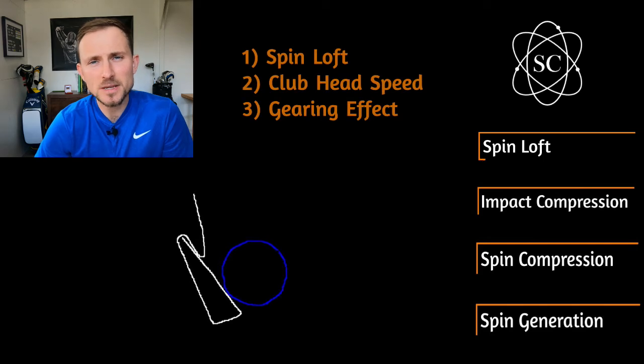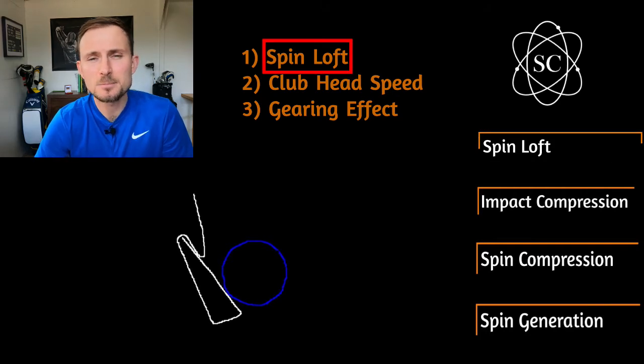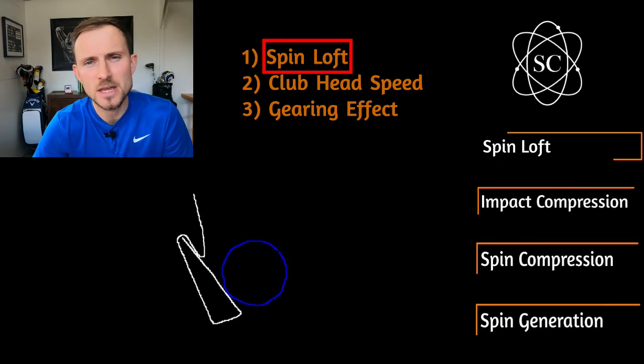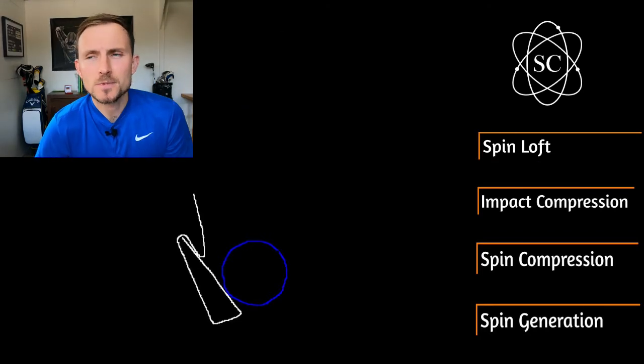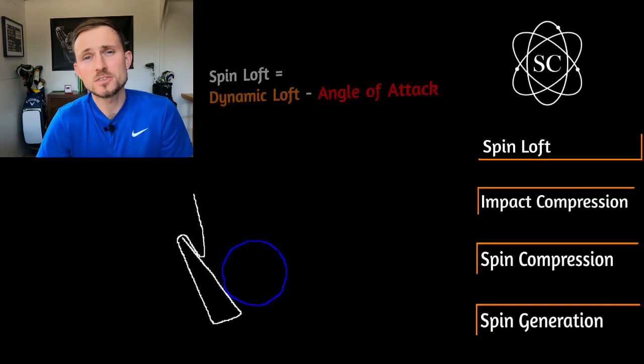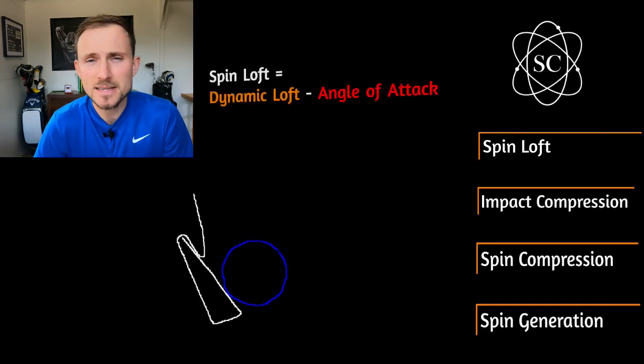These being spin loft, club head speed, and gearing effect. Now we're going to focus on spin loft here because it's directly linked to the mechanism of generating spin. And we'll talk about gearing effect and club head speed in another video. So what is spin loft? Well, quite simply, spin loft is the difference in angle between the dynamic loft and the angle of attack.